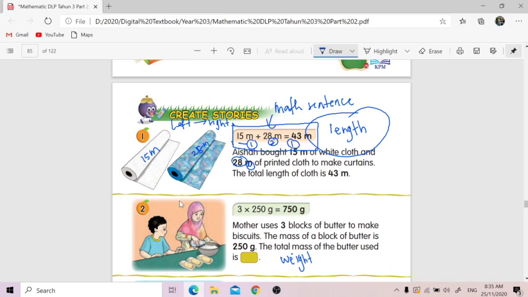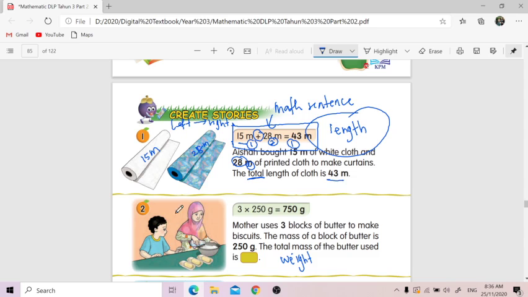Because it is an addition, the last vocabulary is the total, so the total length. When you know that it's an addition, you know that you need words like total or all together. All these are words that tell you that you're going to do addition. So the total length of cloth is 43 meter.